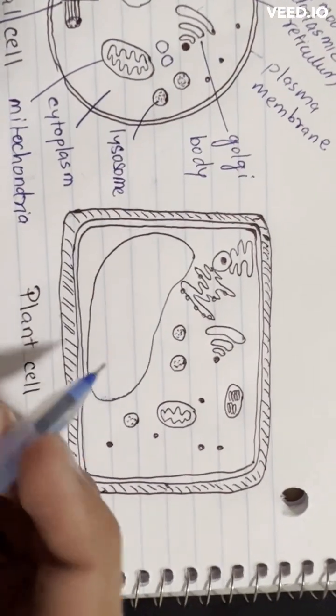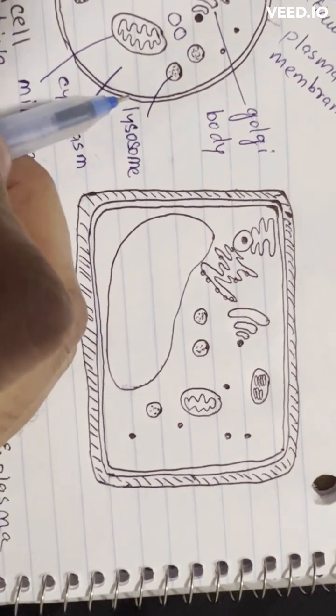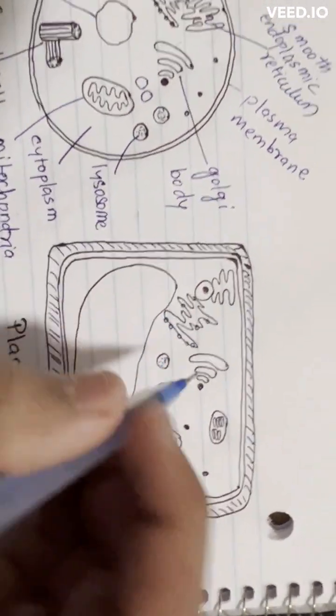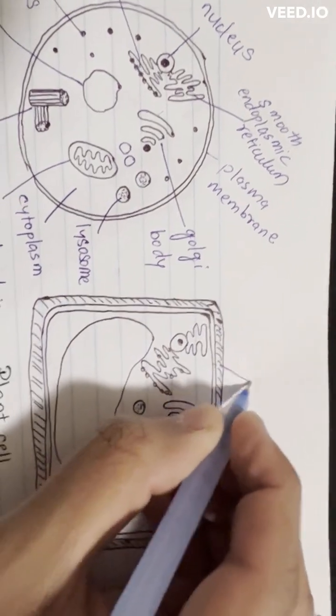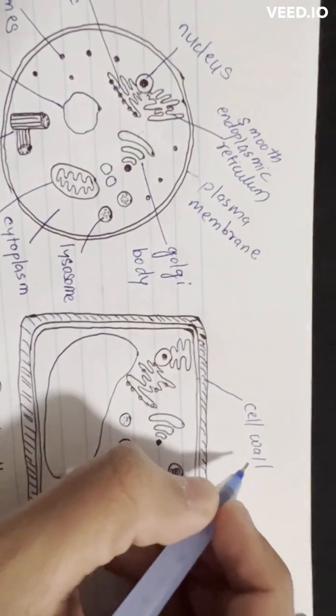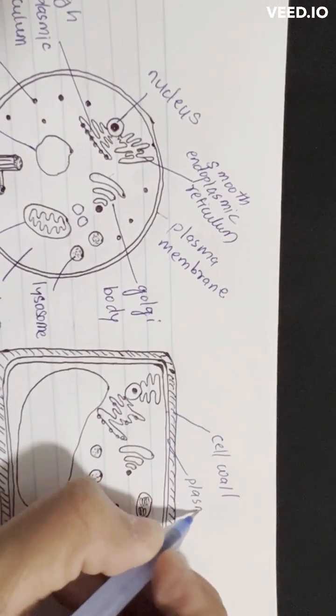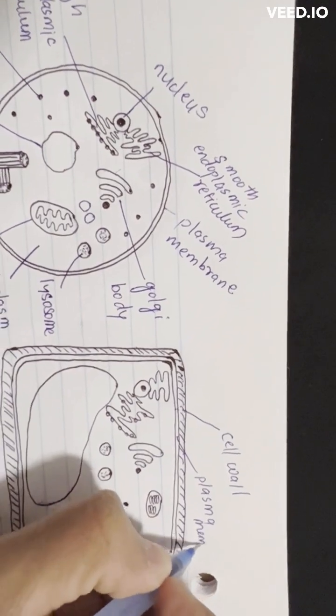So the plant cell, which you can see here, first difference which you can already observe is that animals here have only one membrane. Plants have two of them. So this outer one, the shaded one, is called the cell wall. This is a rigid structure. The inner one, as we already know, is the plasma membrane.